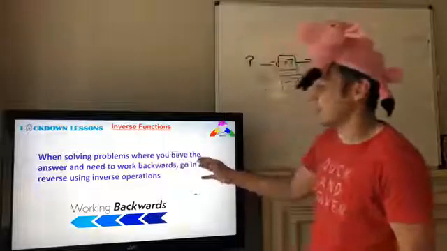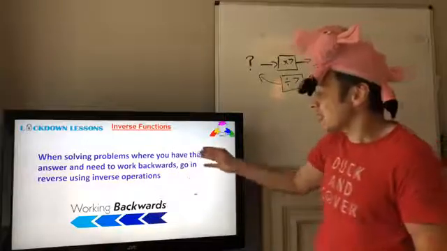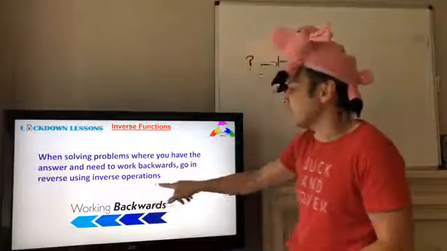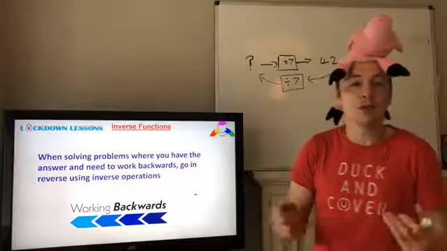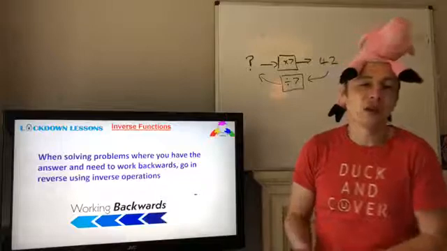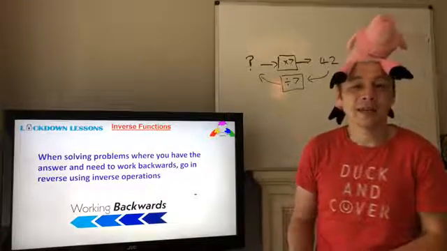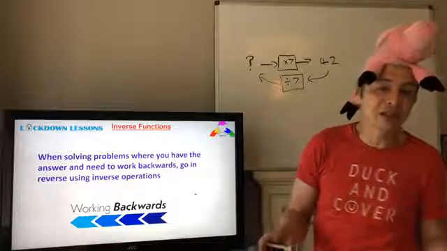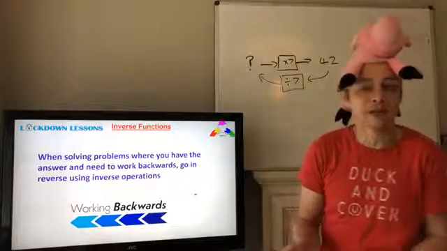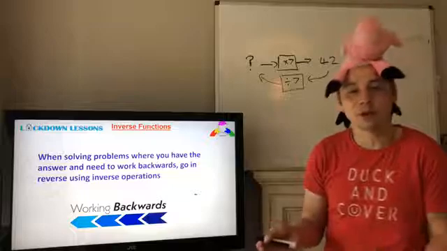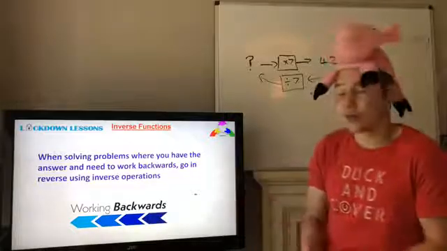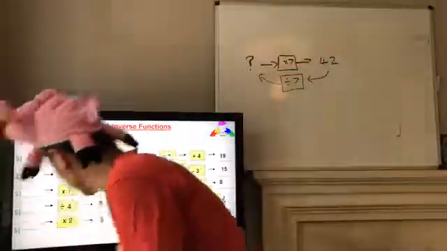So whenever we have a problem that we need to work backwards in, think about going in reverse using the inverse operation. So inverses are opposites. So the opposite of plus is minus. The opposite of times is divide. The opposite of squaring something is square root. That's quite an advanced thing to know about there. But everything has opposites in maths. Well, most things have opposites. Or inverses we call them. So let's have a look at these functions.